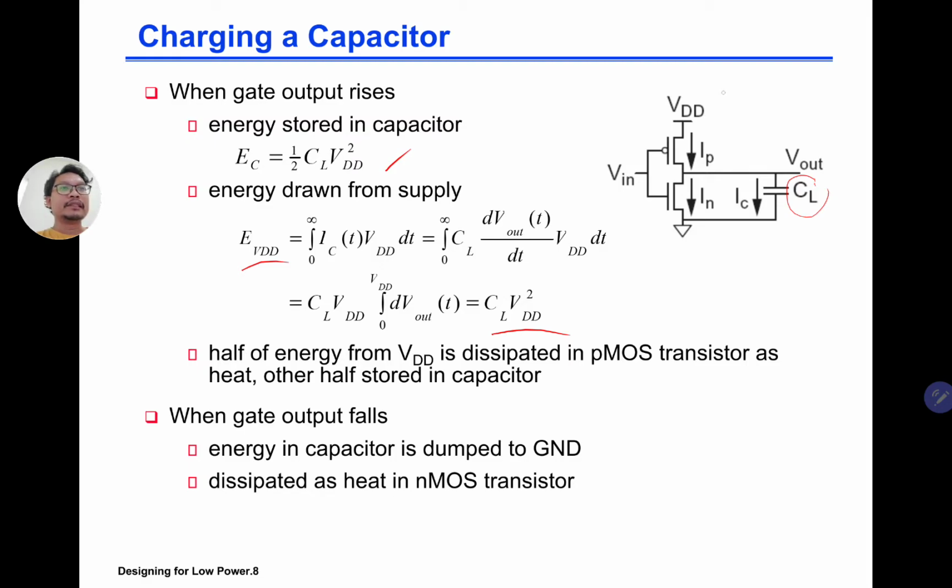So basically the energy drawn here, E VDD, is CL VDD squared, but half is dissipated here. So we have E dissipated is 1/2 CL VDD squared, and then we have EC, 1/2 CL VDD squared. So you have half dissipated in the PMOS, and the other half is actually being stored in the capacitor.